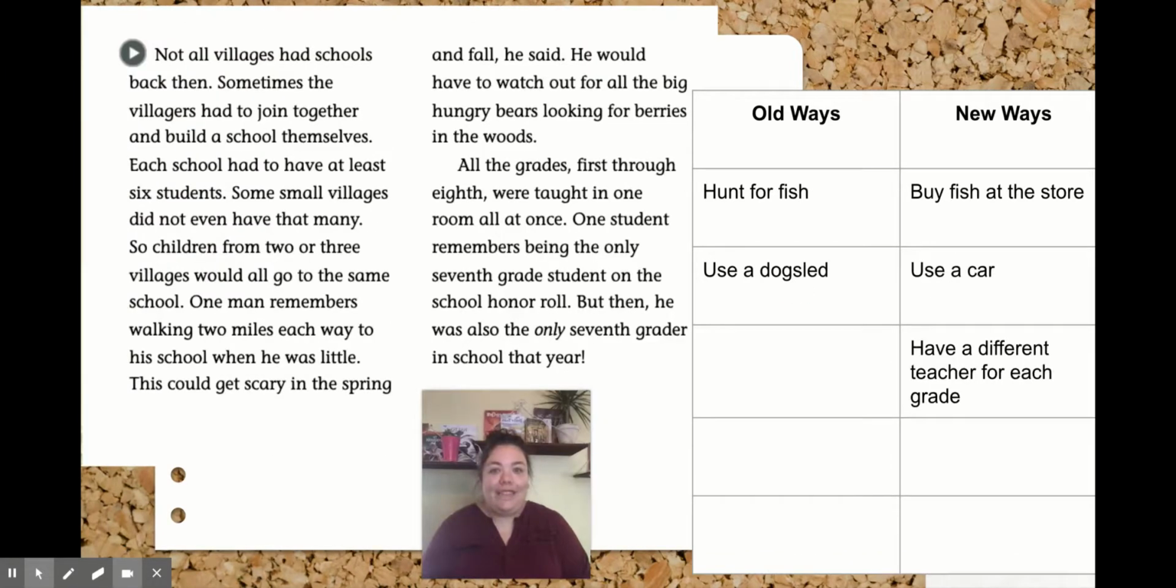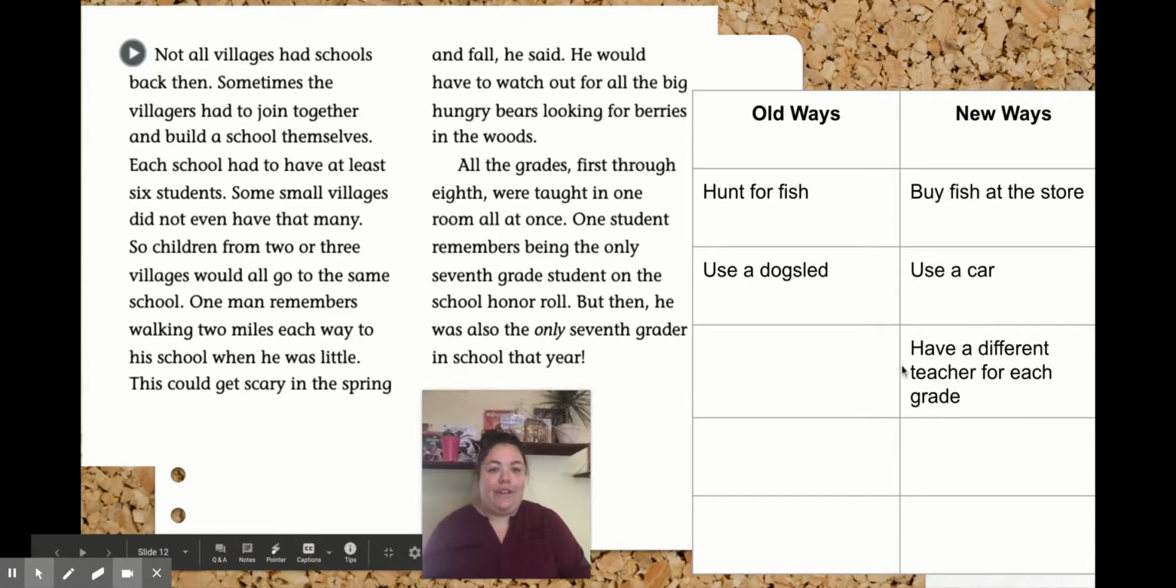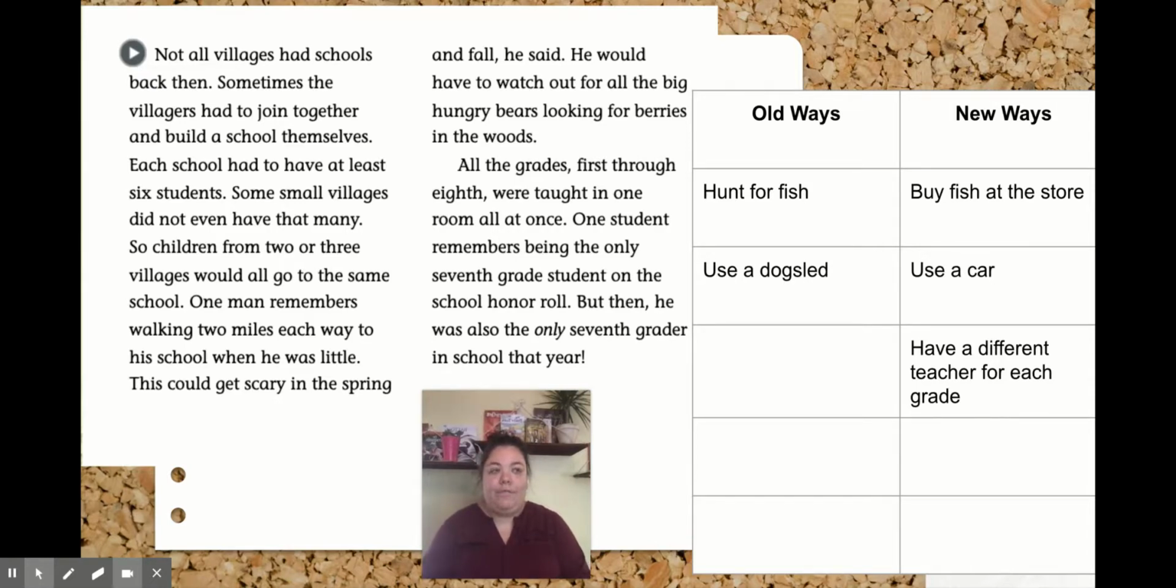The third section is about schools for the Athabascans. So the new way on our chart says we have a different teacher for each grade. I'd like you to pause me and read the section and try to fill in the old way. What did the Athabascans do for school? Did they have a different teacher for each grade? So pause me and read it and try to think, how was school for the Athabascans?